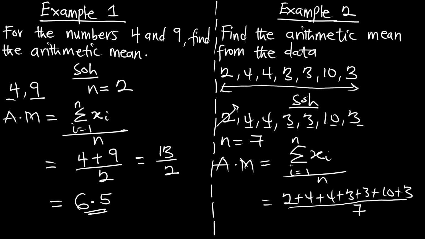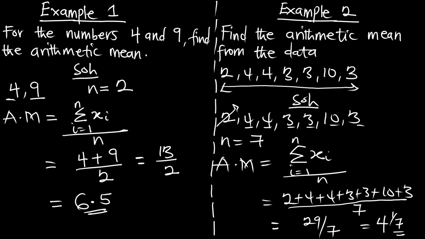And with this, we are going to get 29 on 7, which is equal to 4 whole number 1 on 7. You can also change this to decimal. This is our arithmetic mean.